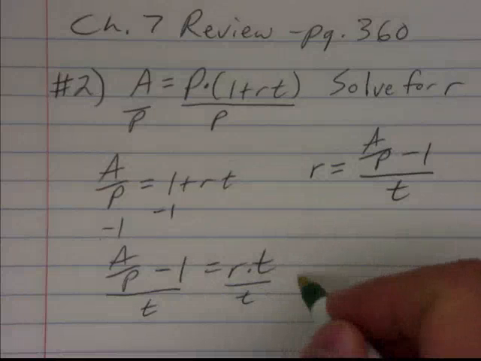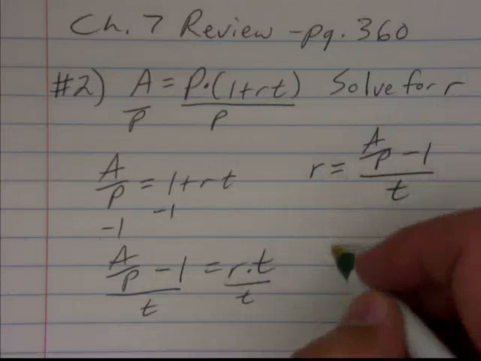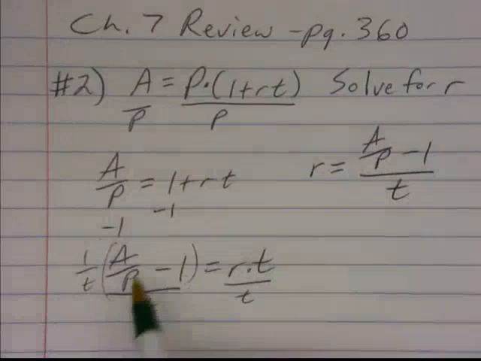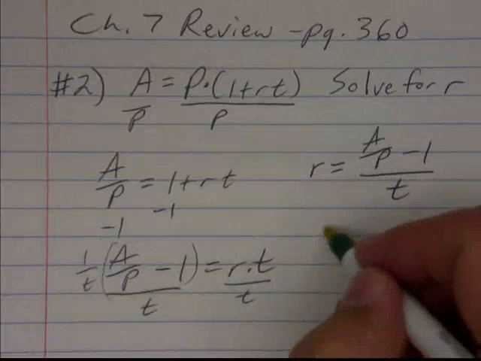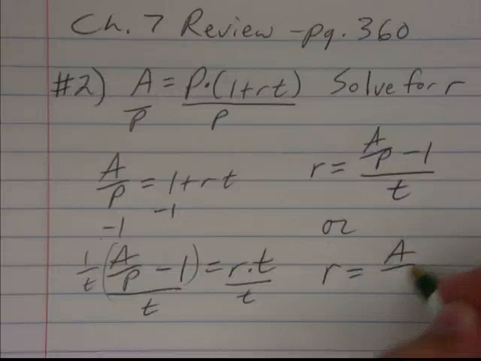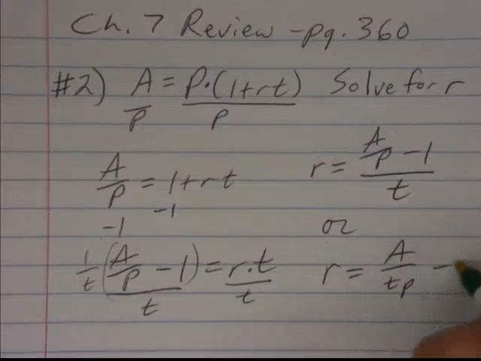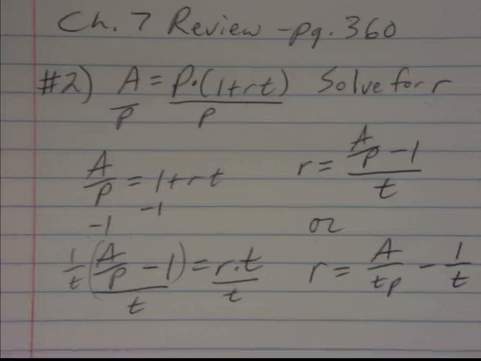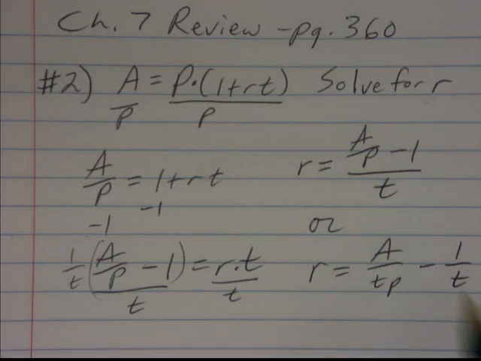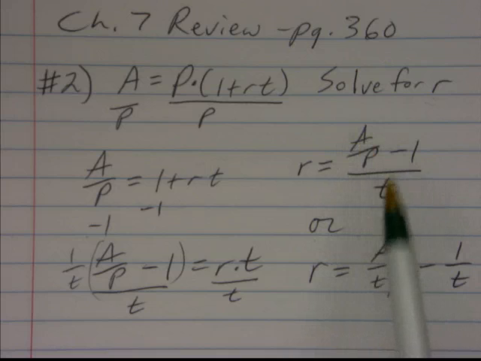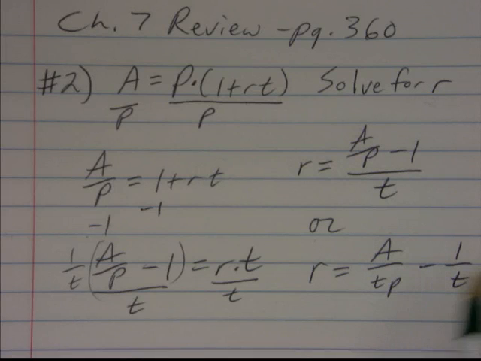Or you could also multiply both sides by 1 over T. And if we multiply both sides by 1 over T and distribute that, we're going to get A over TP minus 1 over T. Both of those are going to be the same answer. This one is a little bit cleaner. The other one is what we call a complex fraction because it has a fraction within the fraction.